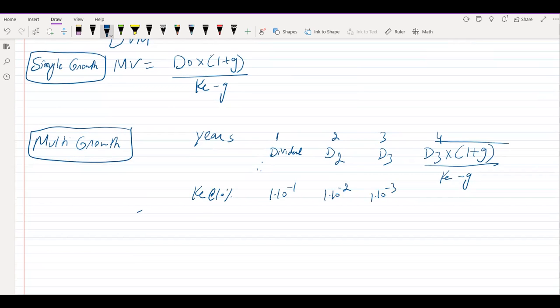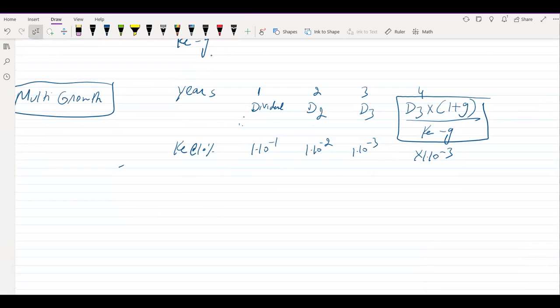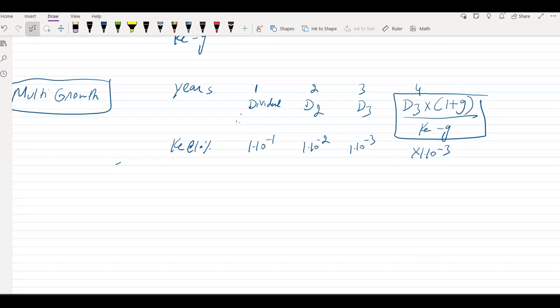And whenever you apply this formula, this is a formula of perpetuity with growth. You will also multiply it with a discount factor of last year.